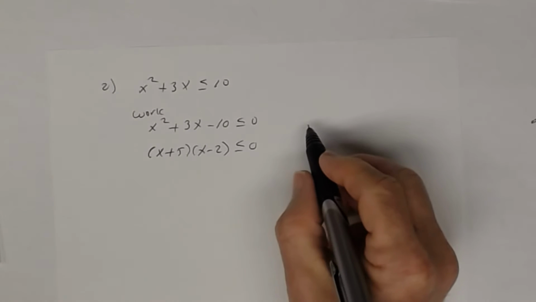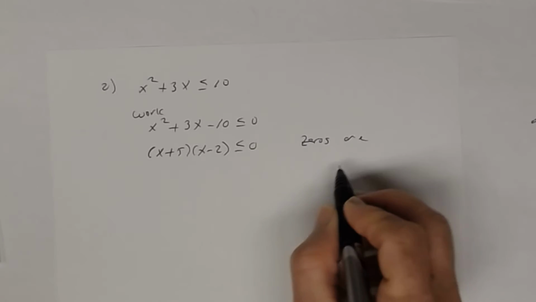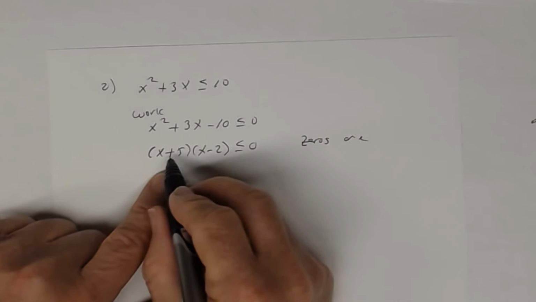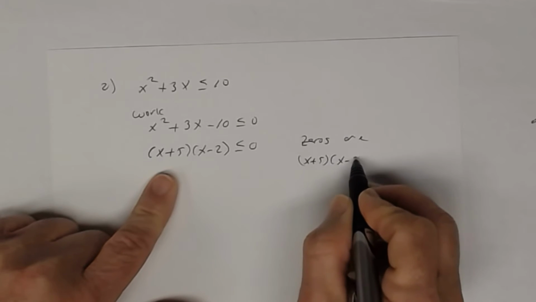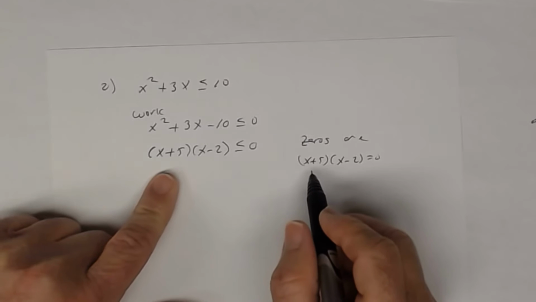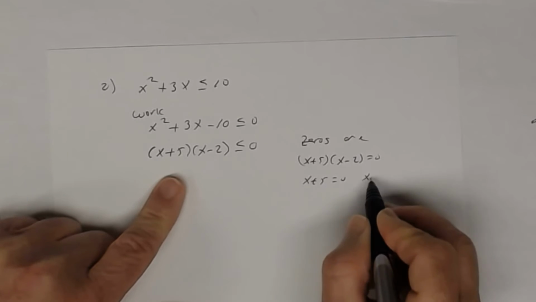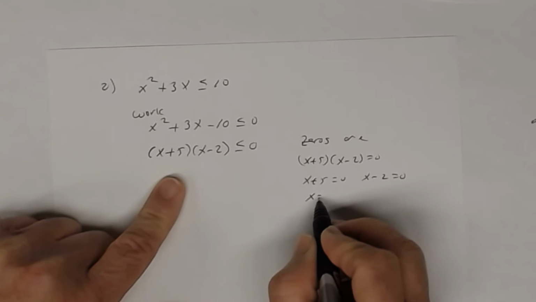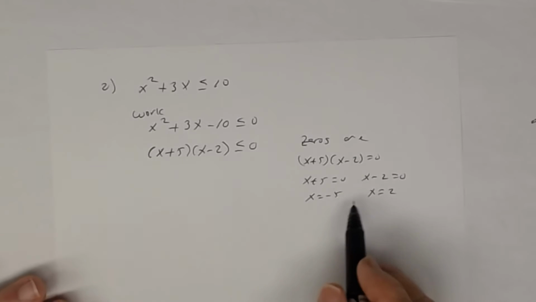All right, now I've got to find my zeros, or my critical values. So to find your zeros, you're going to set this equal to 0. So x plus 5 times x minus 2 is equal to 0. And remember, some textbooks will call this your critical values. So x plus 5 is equal to 0, x minus 2 is equal to 0, so x equals negative 5, x equals 2. So those are your zeros, or your critical values.